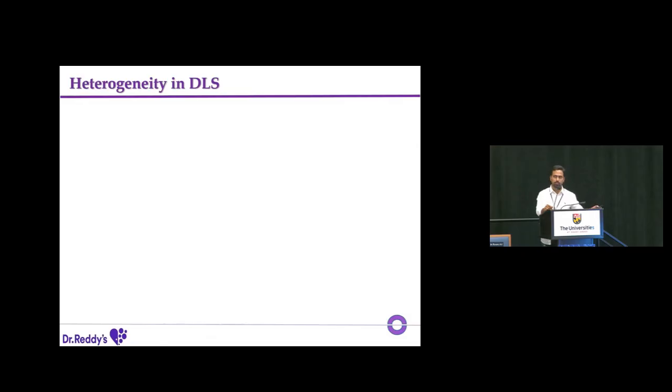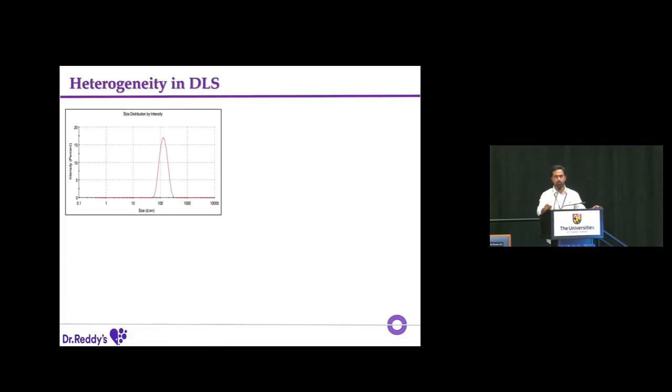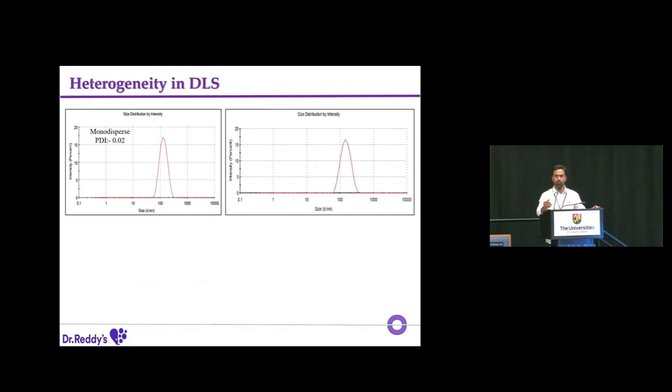So what is heterogeneity in DLS? Let us define that. As we discussed yesterday already, the fundamental assumption of DLS is that the particles will be in a spherical shape, and most of the time the same size, same shape. So with a narrow polydispersity index, we call them monodisperse. However, in a real case scenario, no formulation will be that simple. So you will always have a broad distribution, different shapes. This is called polydisperse.